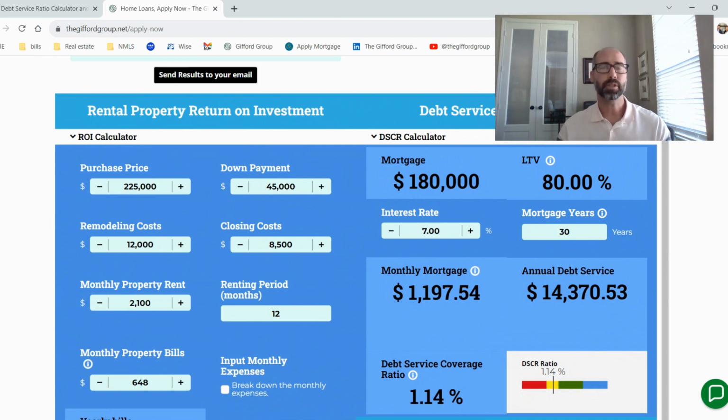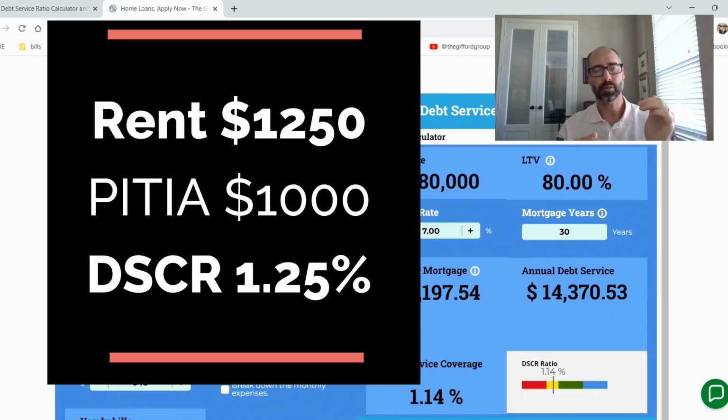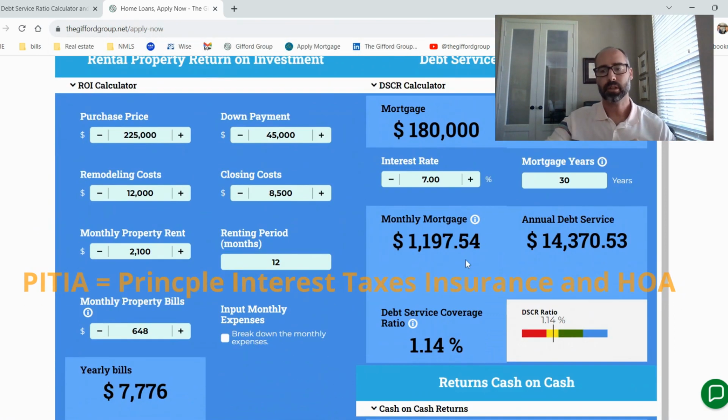Realistically, if I can find a property that cash flows, and it doesn't even necessarily have to cash flow after all my other expenses, it just needs to make sense from a debt service ratio perspective. Does the rent cover all my expenses and the loan? I'll explain that a little bit more.